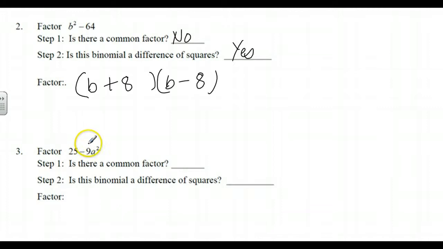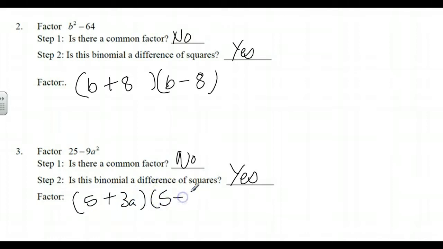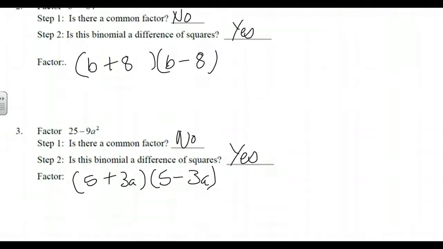Common factor? Nope. And it goes in 25s. Nope. It's a difference of squares? Yes. Does that have a square root? It is 5. Does this have a square root? It is 3a. And then we take 5 minus 3a. Now you can FOIL it out. 25 minus 15a plus 15a is 0a minus 9a squared.